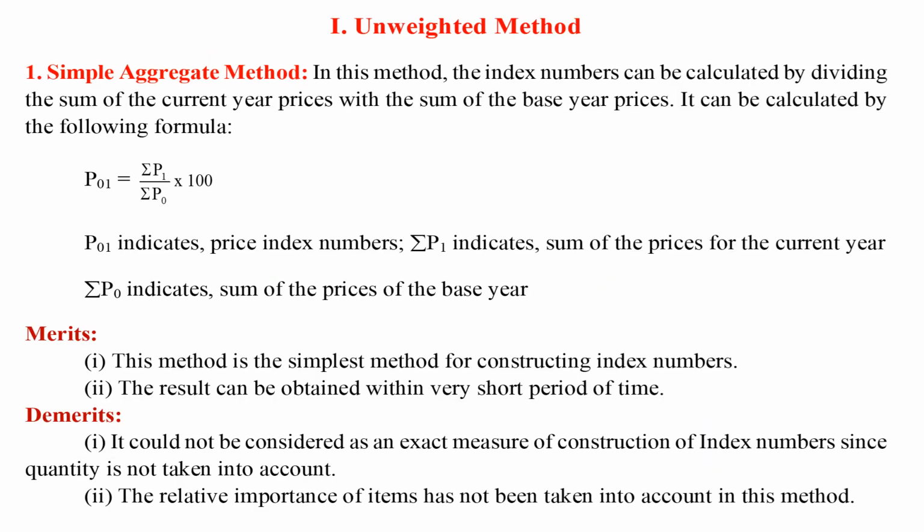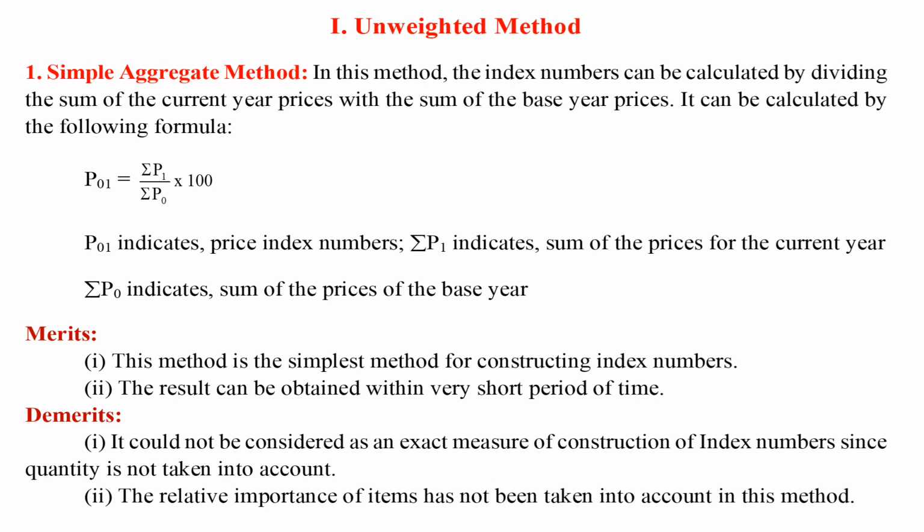Unweighted method. 1. Simple aggregate method. In this method, the index numbers can be calculated by dividing the sum of the current year prices with the sum of the base year prices. It can be calculated by the following formula. P01 equals sigma P1 by sigma P0 into 100. P01 indicates price index numbers, sigma P1 indicates sum of the prices for the current year, sigma P0 indicates sum of the prices of the base year.